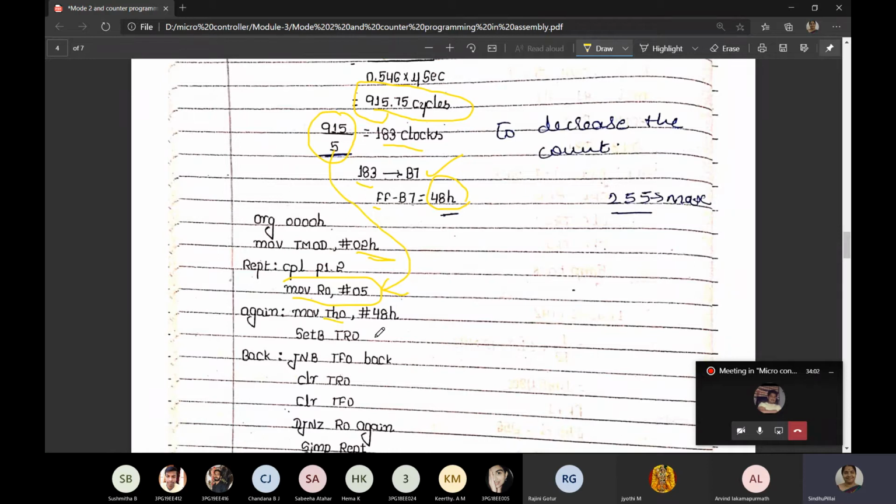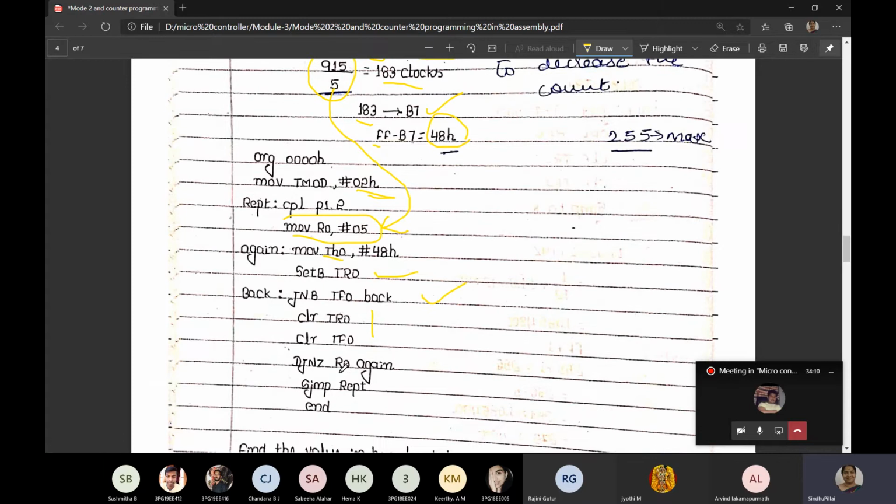Okay, next we are setting the bit TR0, monitoring the bit TF0. Okay, then clearing both the bits. Then decrementing R0. R0 first will be 5, then it will be 4, 3, 2, 1. Okay, like this the loop will run to generate the square wave.